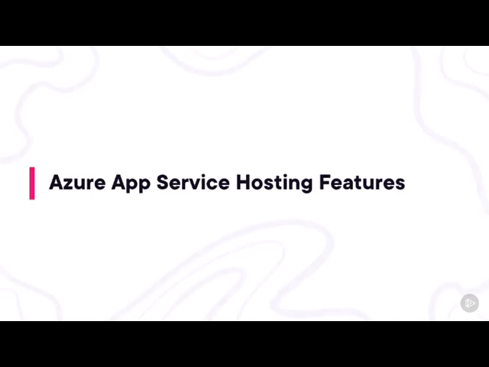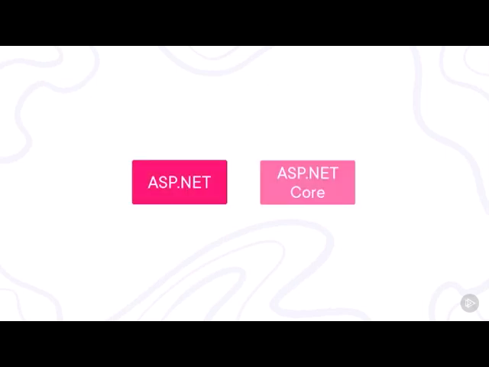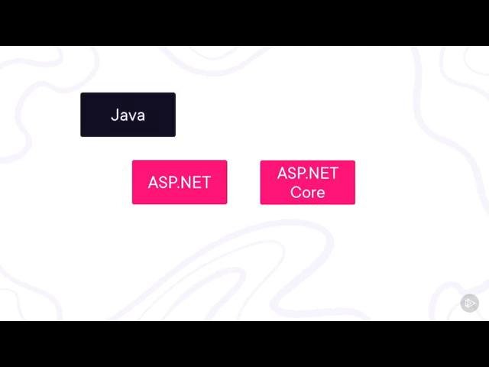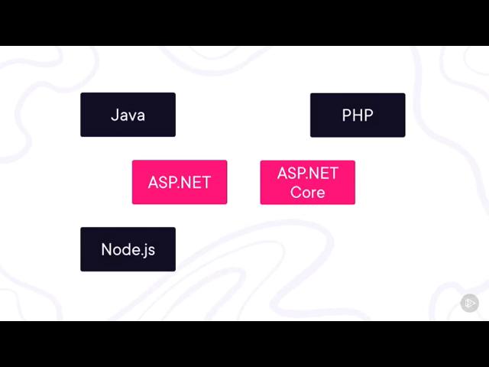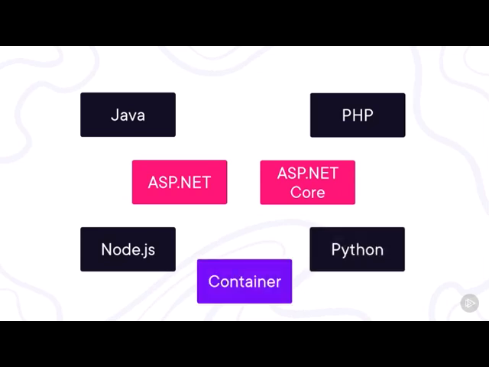Azure App Service is Microsoft's fully managed platform for hosting, deploying, and scaling web apps. You can host apps built in a variety of languages. There's ASP.NET and ASP.NET Core, of course, but you can also deploy apps written in Java, PHP, Node.js, and Python. And you can even host your own custom container images. If you have applications that run on a platform not natively supported by App Service, like Ruby, for example, then containers are always an option.